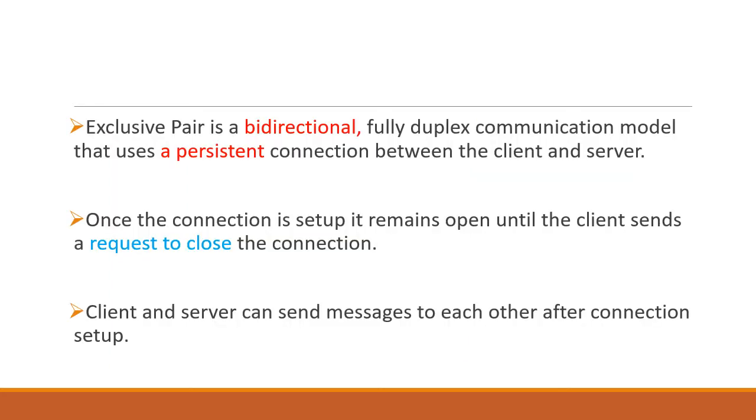And here I have listed some of the points. Exclusive pair is a bidirectional full duplex communication model that uses a persistent connection between the client and server. It is full duplex, so the client and server can talk at the same time, and once the connection is set up, it remains open until the client sends a request to close the connection.